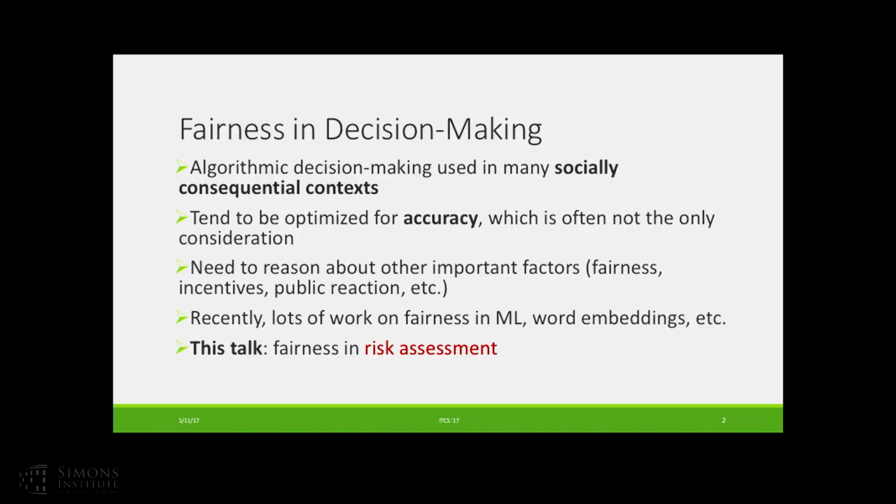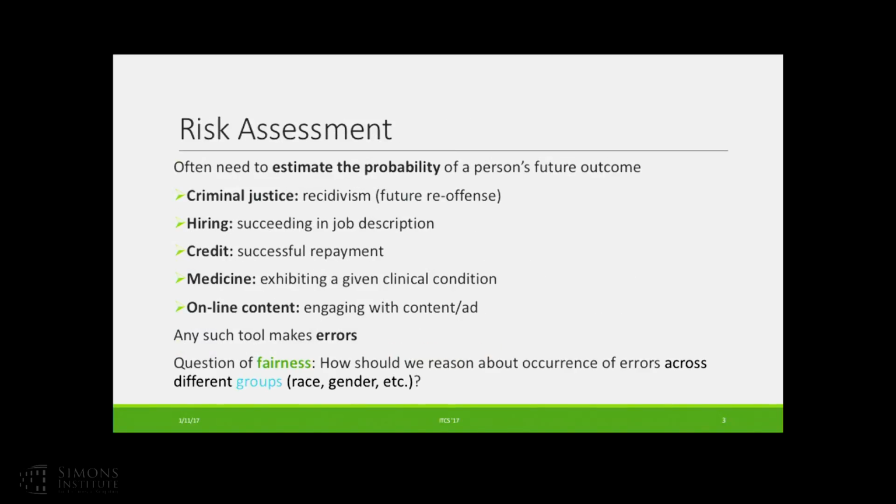Okay, so what is risk assessment? Well, often we need to estimate the probability of a person's future outcome. So you could think that in criminal justice, you might want to know how likely people are to commit crimes. You might want to know how good someone will be at a job, how likely they are to repay loans, whether someone has cancer, whether someone likes your ad.